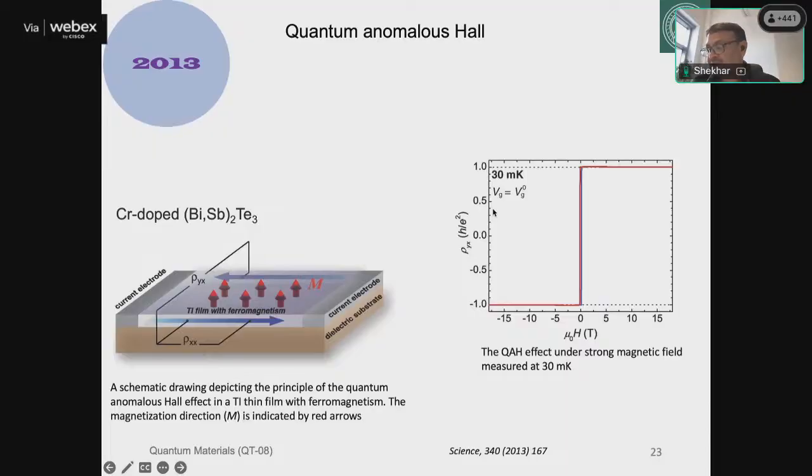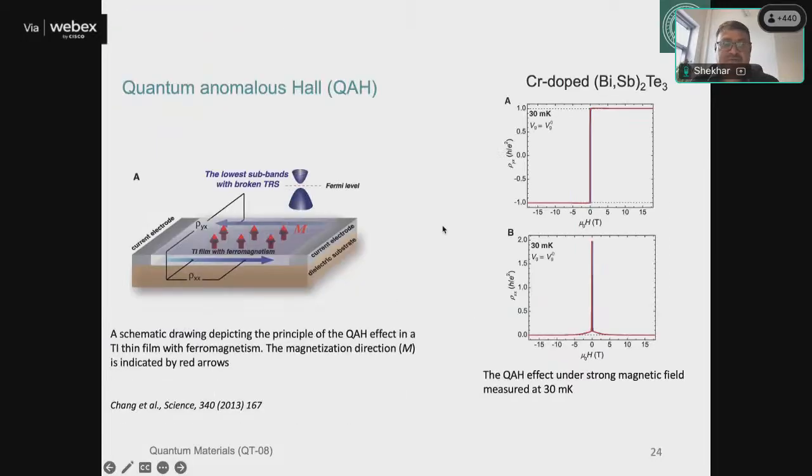So the resistance is again going to quantize. That one we already observed. So what is the origin? The origin is that we have a Dirac dispersion where electrons move freely, but by doping this magnetic element, that is going to break spin and open a gap.